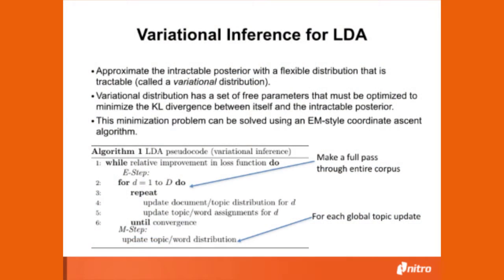So the way variational inference works is you have your intractable posterior distribution and you try to approximate it with a flexible distribution that you can sample from, called the variational distribution. And this variational distribution has free parameters corresponding to your hidden variables, so your per-document topic proportions and your global topic distributions. And basically, you optimize these by minimizing the KL divergence between the variational distribution and the posterior.